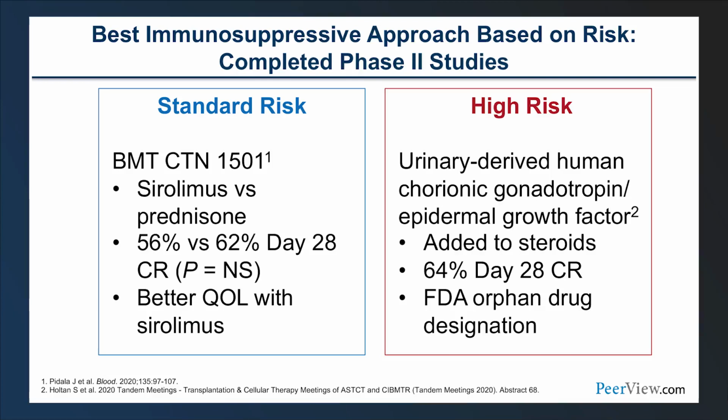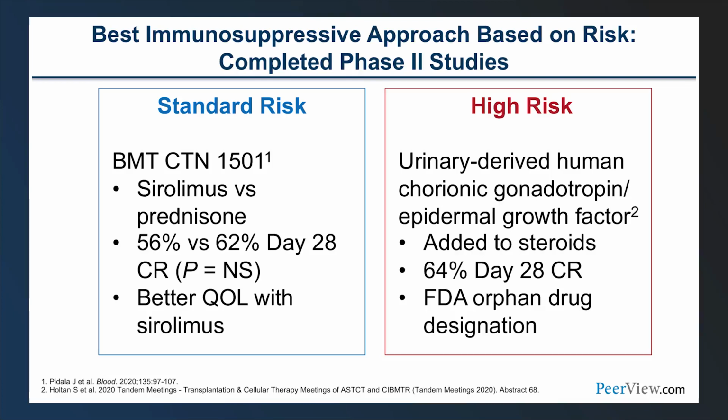This was BMT-CTN 1501. Patients with Minnesota standard risk acute GVHD who had either Ann Arbor 1 or Ann Arbor 2 biomarkers as well were randomized to receive either prednisone, as we standardly give, versus sirolimus, testing the hypothesis that we can treat patients with Minnesota standard risk acute GVHD without steroids. There was a similar day 28 CR rate between the two groups that was not statistically significant.